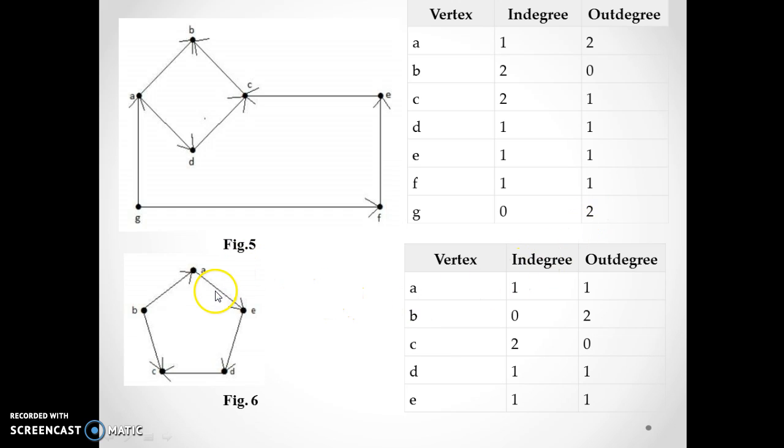Now we will see one more example, that is as shown in the figure 6. There are 5 vertices, A, B, C, D and E. Each vertex having either in degree or out degree or both. So the table is showing the vertex with in degree and out degree count. You can tally again the vertex against in degree and out degree count.